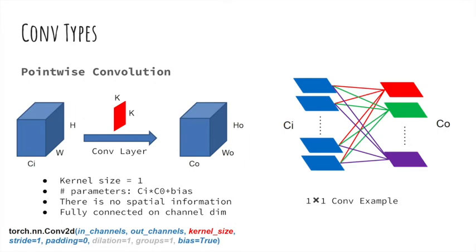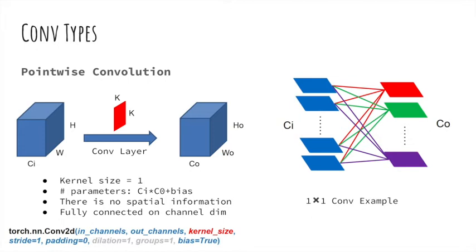After the regular conv type, let me introduce a very important conv, that is pointwise convolution. We usually call it 1 times 1 conv because the kernel size is 1. It has several features. First of all, the kernel size equals to 1. Secondly, the number of parameters is ci times co plus bias. Number of parameters are very small.